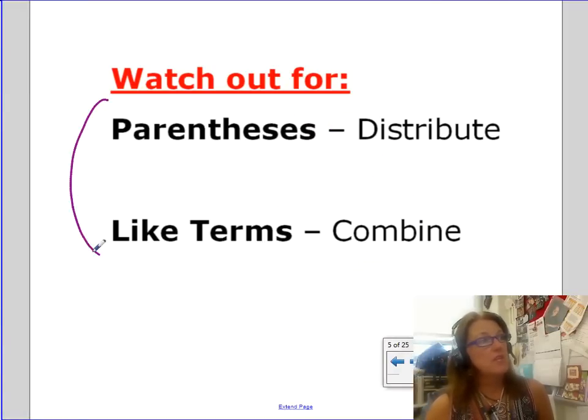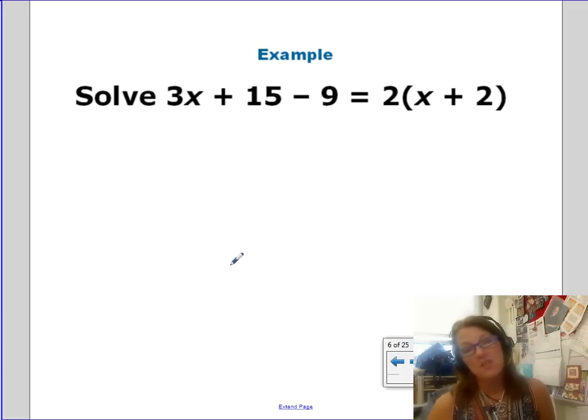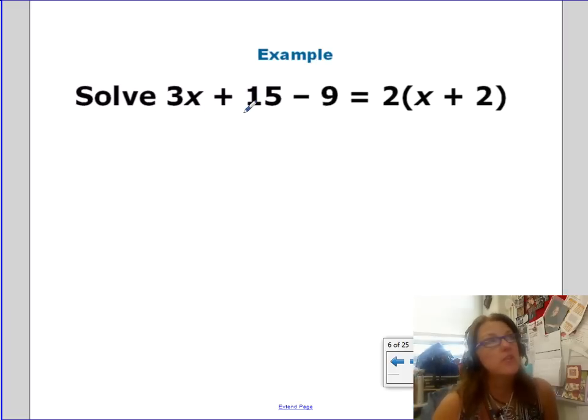Make sure you watch out for parentheses and like terms. So we're going to get a little more complicated here as we go through and solve some more. And now that you're masters of the distributive property and combining like terms, here you go. So take a look at this equation and jot it down. I'm going to put my balance beam bar right here under the equal sign.